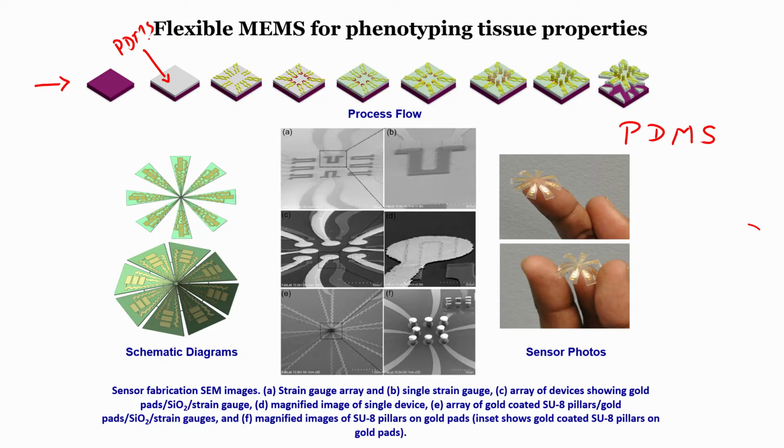The third step is that gold is deposited and patterned in this particular region. Gold is deposited and patterned using photolithography, followed by developing a piezoresistor.